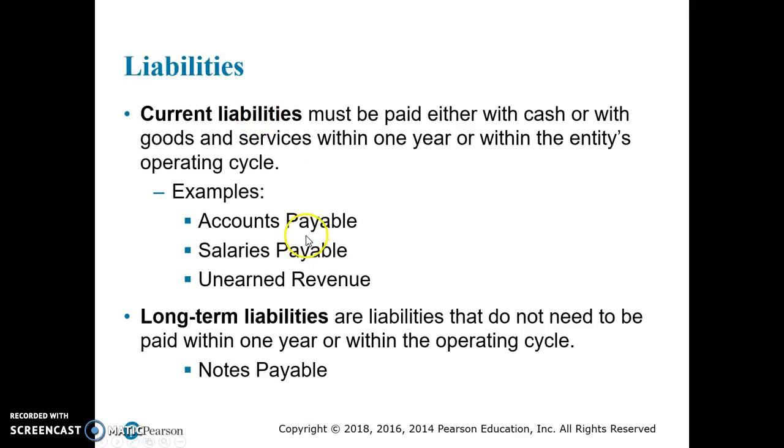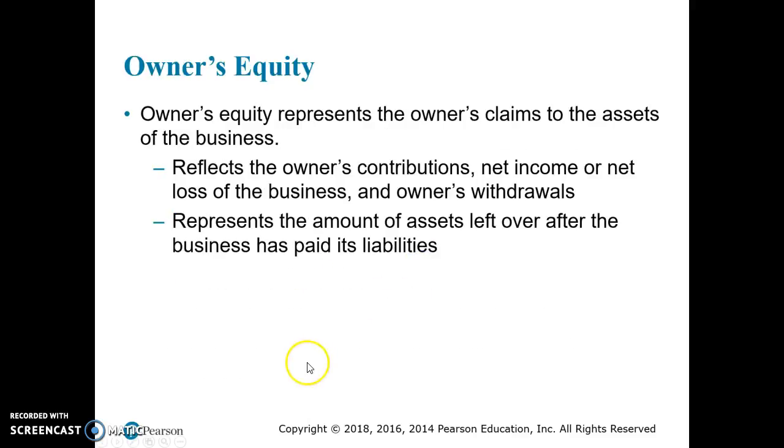Current liabilities would basically be your accounts payable, your salaries payable, your unearned revenue. Those are all current liabilities. For the most part, your notes payable are usually long-term, but part of that notes payable may actually be a current liability. All right, and then we've got our owner's equity. Remember, that represents your owner's claim to the assets of the business. We need to take a look at what happens to it based on the investments the owner made, what net income or net loss does to your equity, and what the owner has taken out.